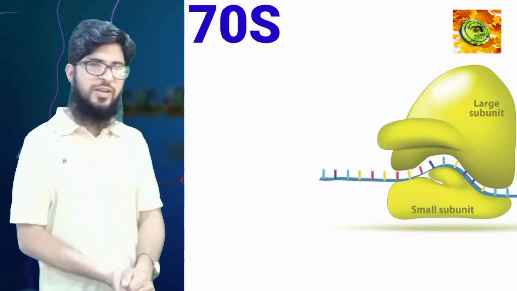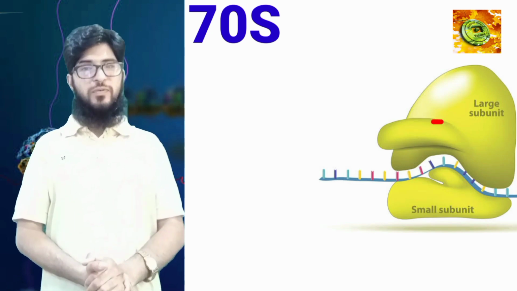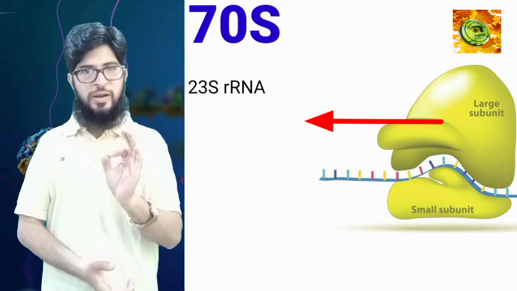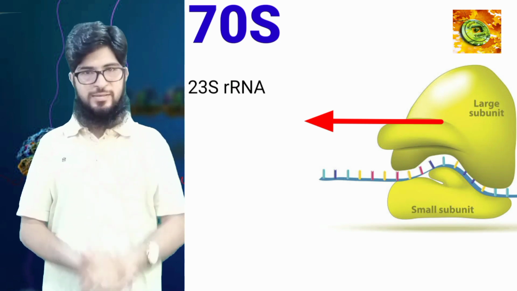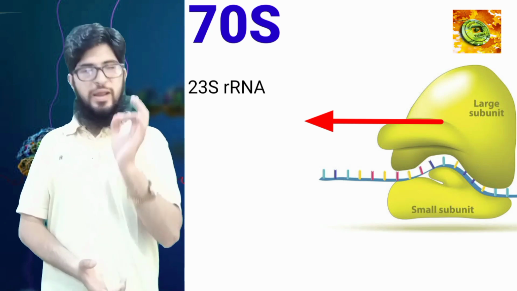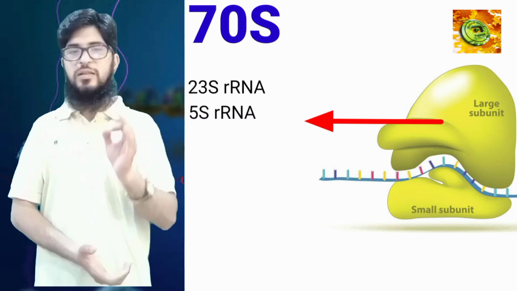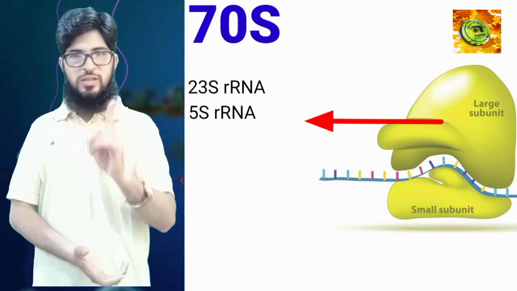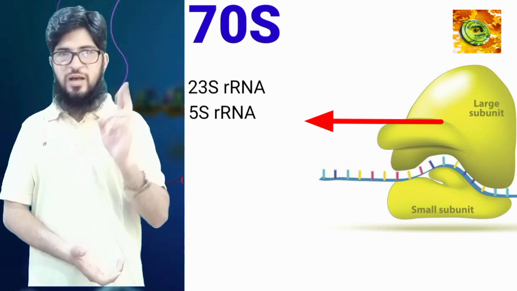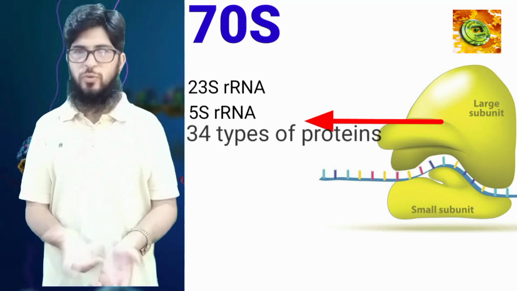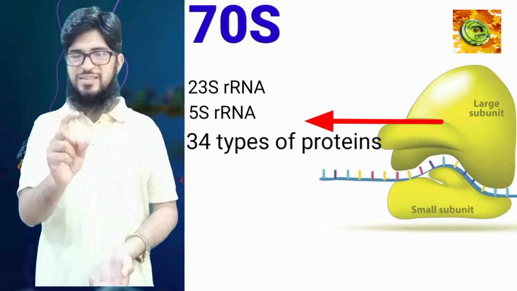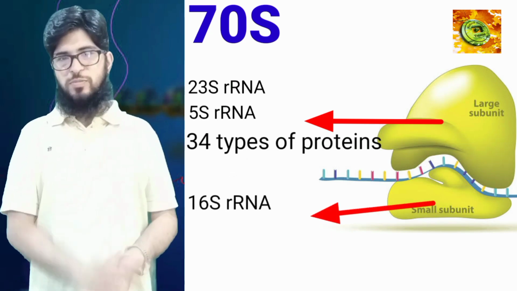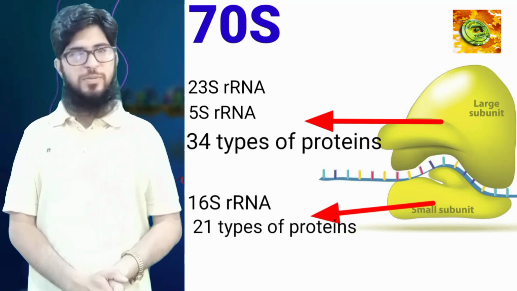Now, let us see what the larger subunit of the 70S ribosome is made up of. It is made up of 23S rRNA, that means a ribosomal RNA which is labeled as 23S Swedberg unit, plus 5S rRNA, that means a ribosomal RNA which is labeled as 5S, and some 34 different types of proteins. This is what a larger subunit of the 70S ribosome is made up of. Similarly, its smaller subunit is made up of 16S ribosomal RNA and some 21 different types of proteins.